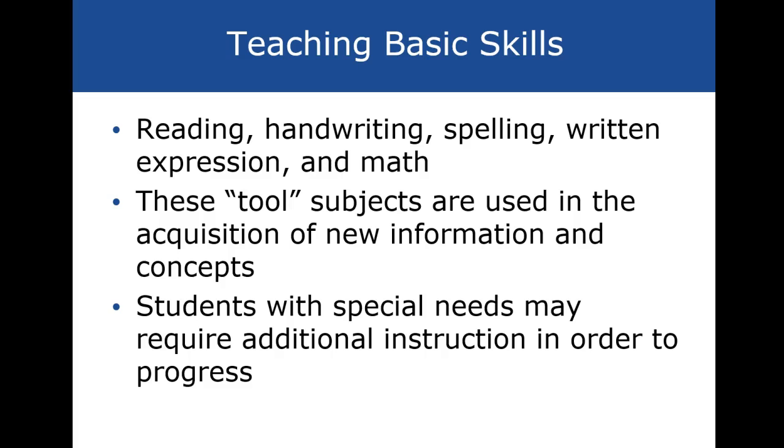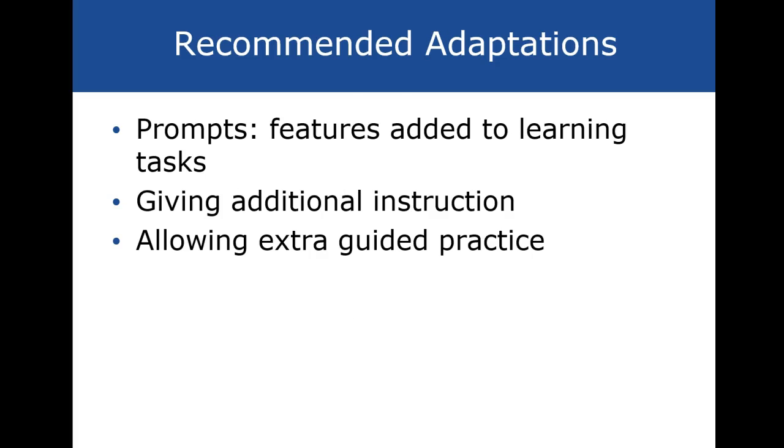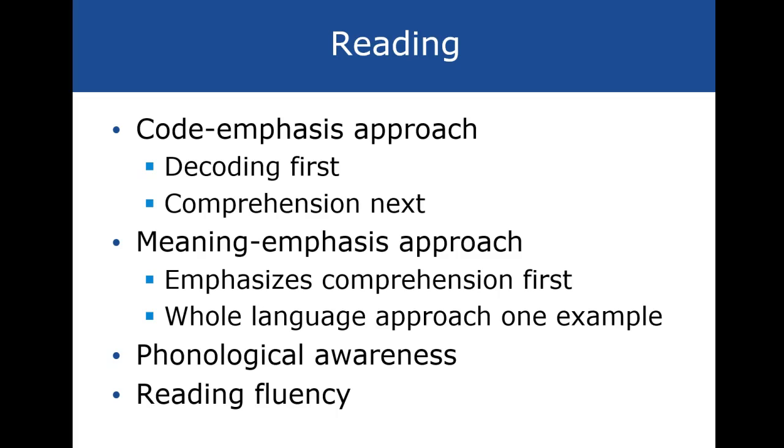The text starts on page 182 talking about these basic skills, like providing prompts to students to help them. And then it goes into reading and talking about word recognition and different approaches, like the code emphasis approach, phonics, and the meaning emphasis approach, which is more of the whole language, reading the words all together. Phonological awareness and reading fluency. This is all on pages 182 and 183, and then goes on into 184, talking about each of these types of reading.